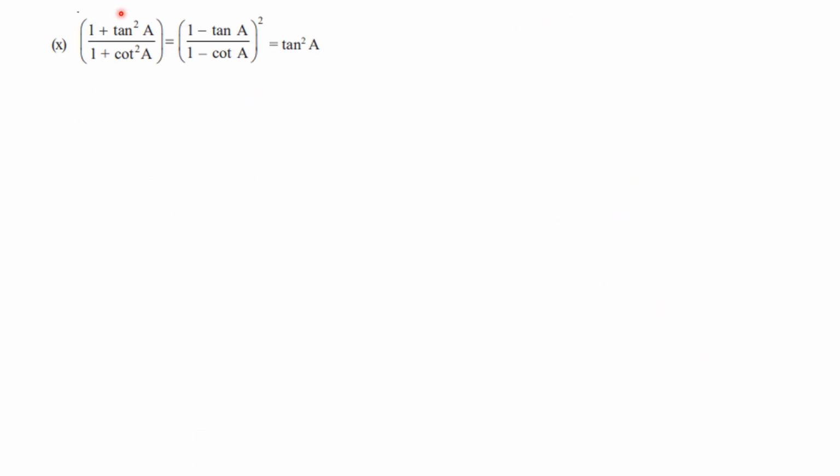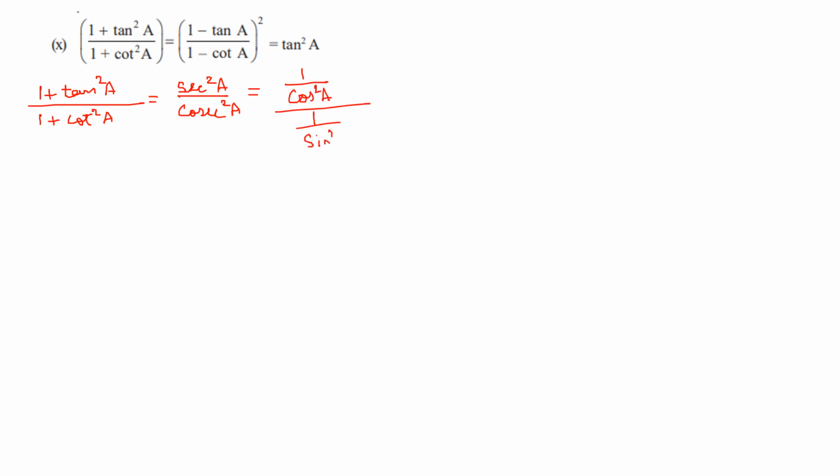Now question number 10, you have to prove both is equal to tan square A. So let's solve it separately. So first one is 1 plus tan square A by 1 plus cot square A. So if you remember the identity, 1 plus tan square A is sec square A, isn't it? And 1 plus cot square A is cosec square A. Now sec square A you can write as 1 by cos square A, and cosec square you can write as 1 by sin square A.